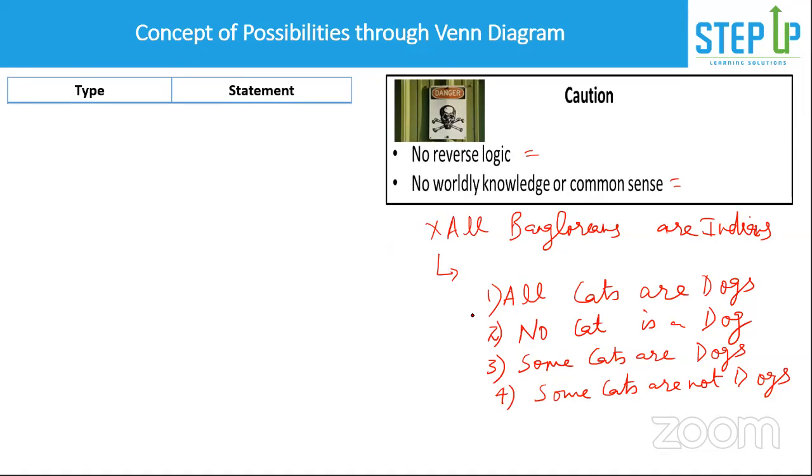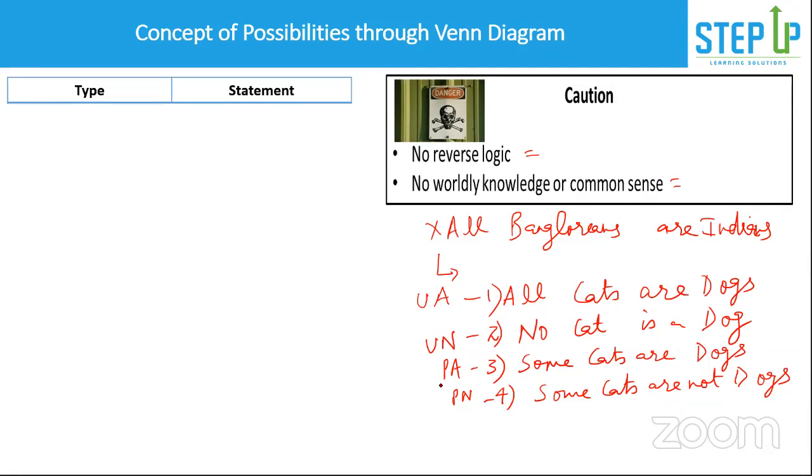Now this is called, let's say, and don't get into jargon, but UA, UN, PA, PN. You don't need to remember these names. UA, UN, PA, PN, but UA stands for universal affirmative.